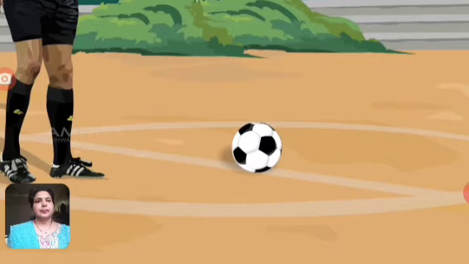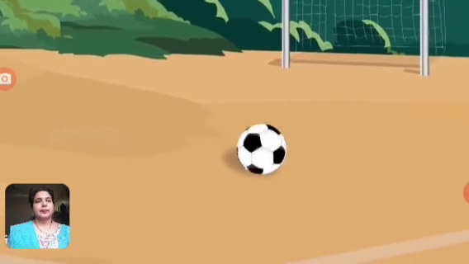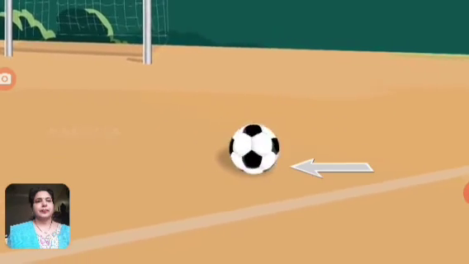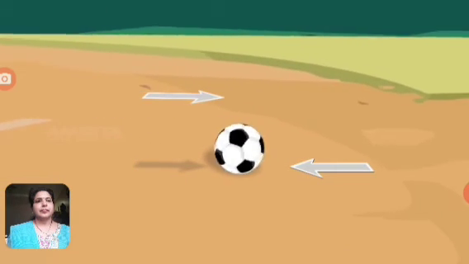Well, now this law should make sense. Do you understand why a ball on the ground after being kicked does not keep moving forever? The ball stops after some time due to the unbalanced external force applied by the ground in the opposite direction.